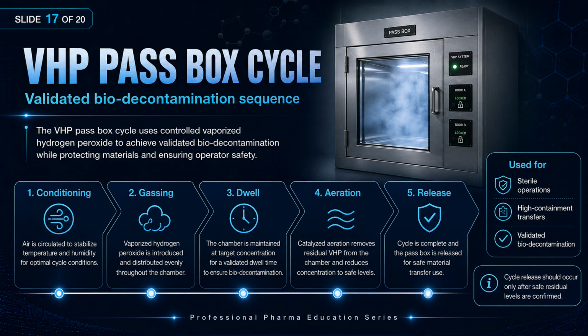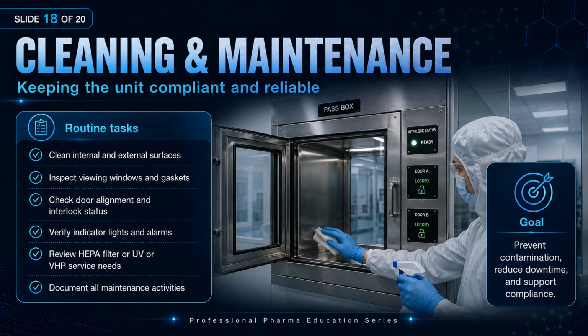Cleaning and maintenance. Routine maintenance includes cleaning internal and external surfaces, inspecting gaskets, checking door alignment, and testing indicators and alarms. HEPA filters, UV lamps, sensors, fans, VHP components, and interlocks must be serviced according to an approved preventive maintenance program.